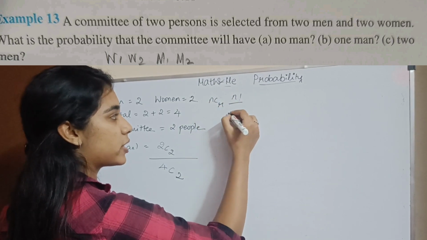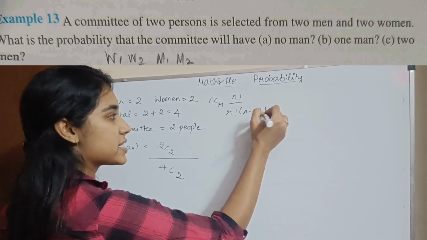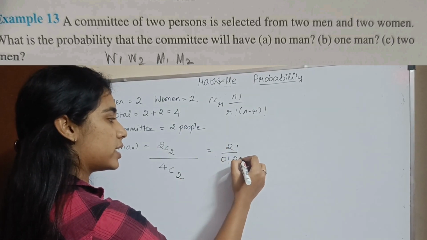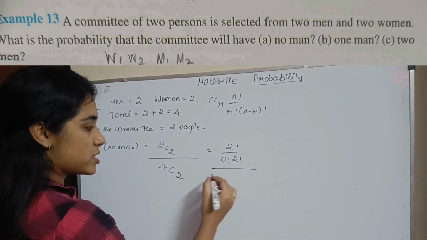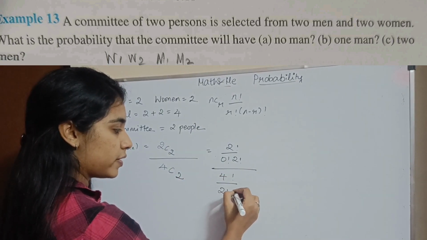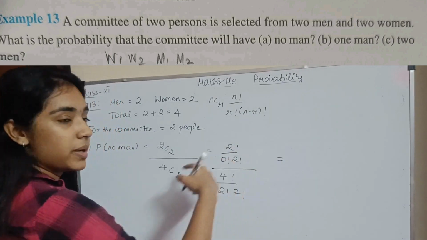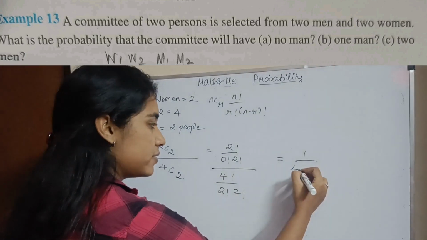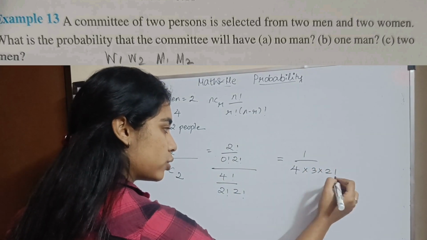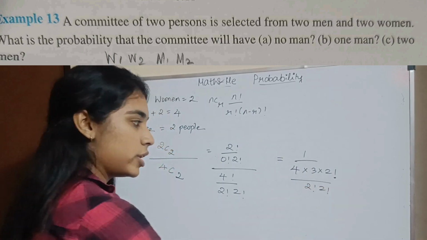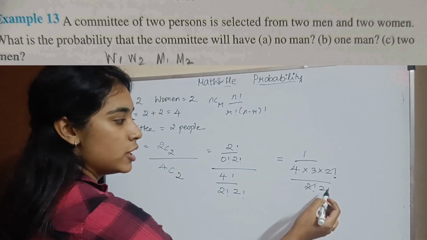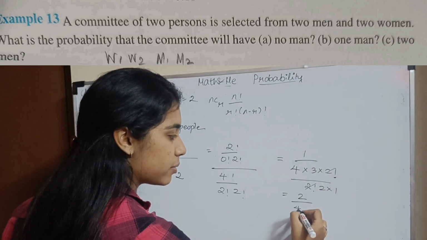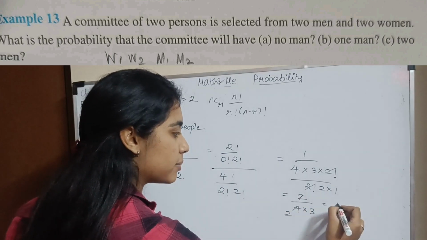nCr is nothing but n factorial divided by r factorial times n minus r the whole factorial. So 2C2 will be 2 factorial divided by 0 factorial times 2 factorial, the whole divided by 4C2, which will be 4 factorial divided by 2 factorial times 2 factorial. So numerator will become 1, since 0 factorial is nothing but 1. So 1 divided by 4 factorial, which can be written as 4 into 3 into 2 factorial, divided by the denominator, which is 2 factorial 2 factorial. So this and this will get cancelled. 2 factorial is nothing but 2 into 1. So if I take this 2 to the numerator, I will be left with 2 divided by 4 into 3. This cancels, so I am left with 1 by 6.